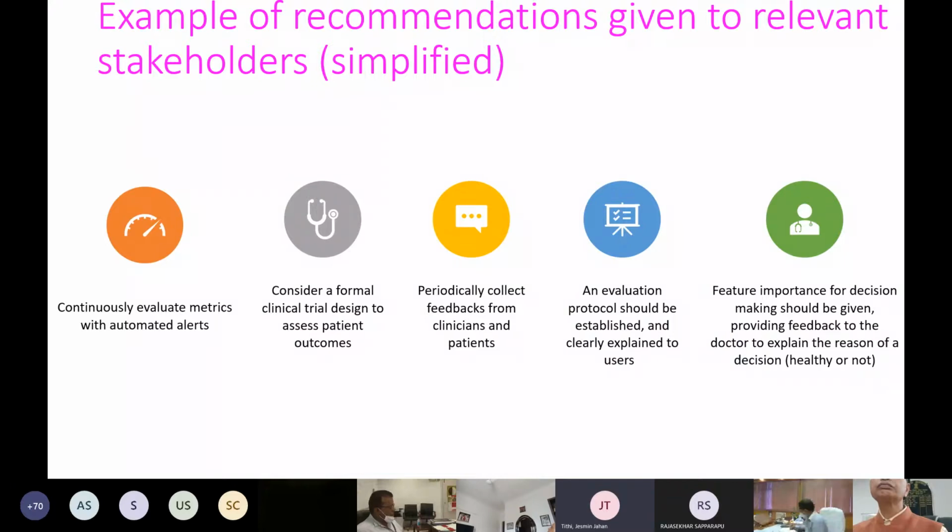And here is an example of a sample recommendation that we gave to the AI medical device vendor: they should continuously evaluate the metrics, with an automated alert when the accuracy falls below a certain range. They should get a notification. They should consider a formal clinical trial design to assess patient outcomes. They should periodically collect feedback from clinicians and patients. An evaluation protocol should be established and clearly explained to the users. And there is no explanation of their results, so they should produce feature importance of the decision and communicate that to the doctor, to explain why the machine took a certain decision and why not.